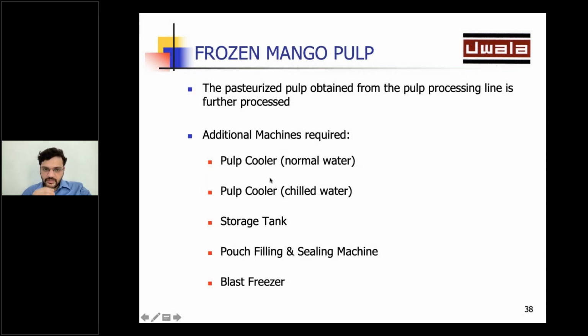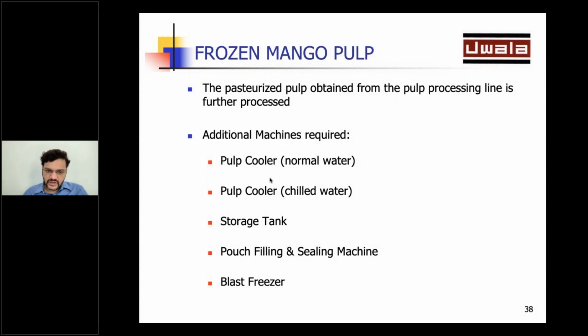So the first machine is the pulp cooler, where we have to cool the mango pulp. That happens in two stages, because the temperature of the product has to be brought down to 10 to 15 degrees centigrade. So from 80 degrees centigrade, to bring it down to 15 degrees centigrade, we do it in two stages. First, we cool it with normal water, where the temperature of the pulp comes down to say 50 degrees centigrade or so. Then we go to the pulp cooler, where the temperature is brought down from 50 degrees centigrade to 10 to 15 degrees centigrade.